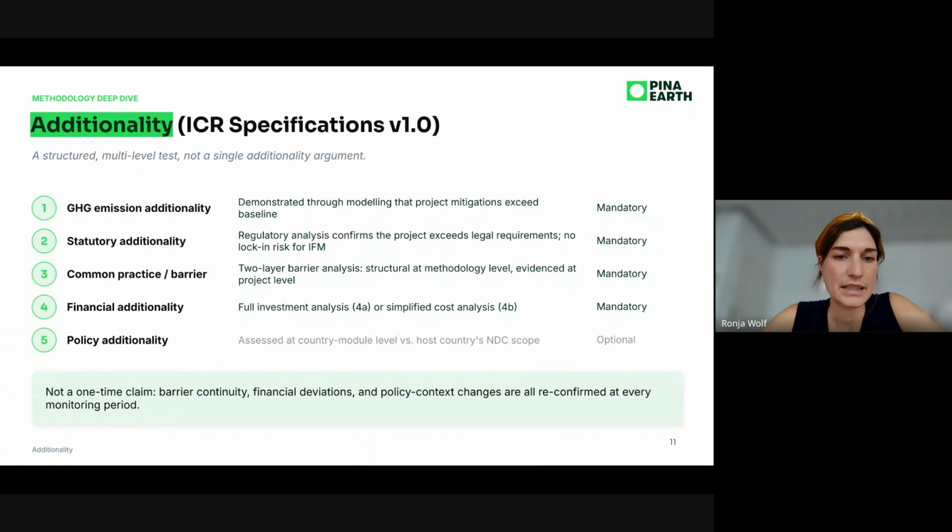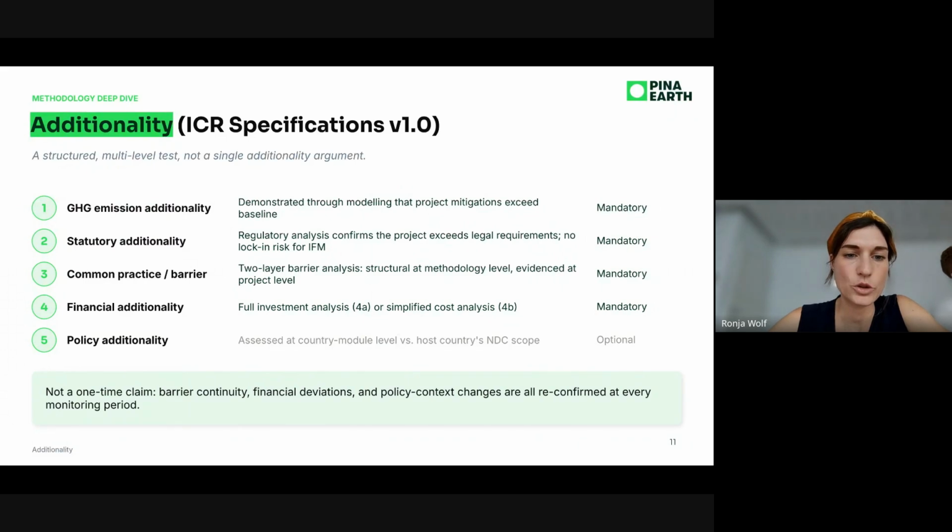Here we changed that to basically a 2-barrier test, so a 2-layer barrier analysis. This is also structural at the methodology level. We identified 2 barriers that are inherent to this type of project according to this methodology. One is a financial barrier and refers to the opportunity cost of reduced timber harvest, so that actually the project has a loss of harvesting less than they could.